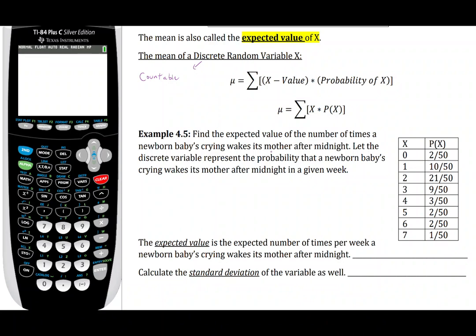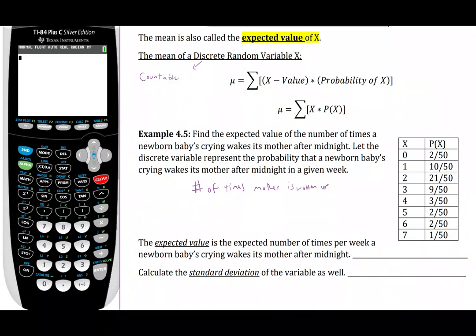So example 4.5 says, find the expected value of the number of times a newborn baby's crying wakes its mother after midnight. Let the discrete variable represent the probability that a newborn baby's crying wakes its mother after midnight in a given week. We want to find the expected value of the number of times per week a newborn baby's crying wakes its mother after midnight. And then it says calculate the standard deviation of the variable as well. All right, so the x variable represents the number of times the mother is woken up in a week.